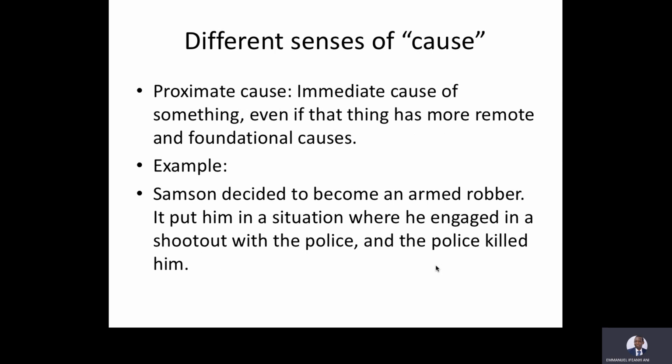First of all, we have proximate cause. That's the immediate cause of something, even if that thing has more remote and foundational causes. Example: Samson decided to become an armed robber. It put him in a situation where he engaged in a shootout with the police, and the police killed him. So we're talking about proximate cause. The proximate cause of Samson's death is his decision to become an armed robber. That's like the immediate cause of his death.